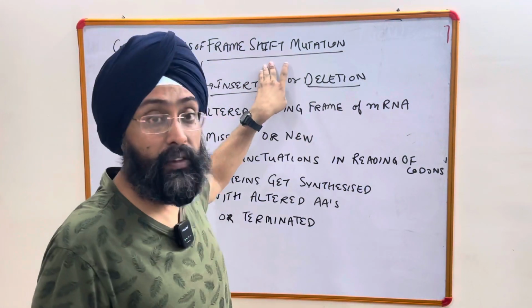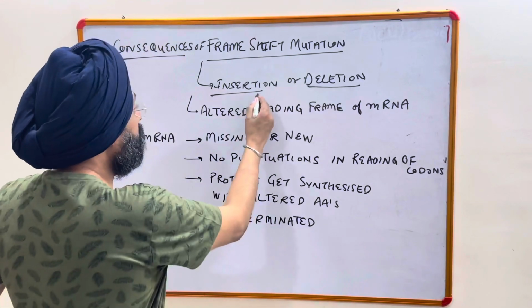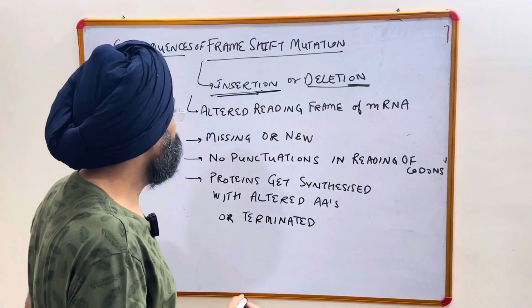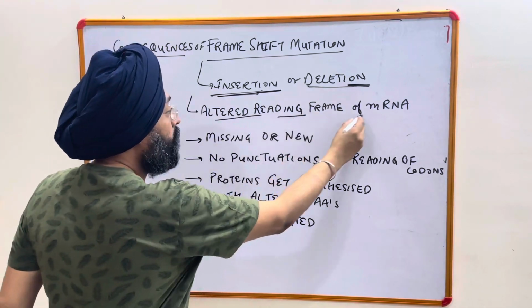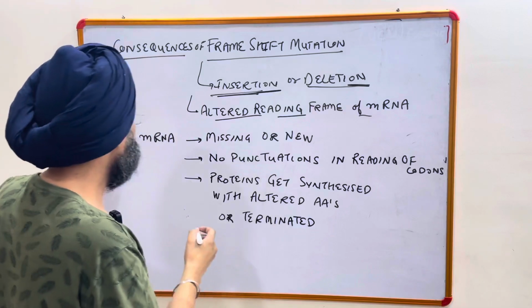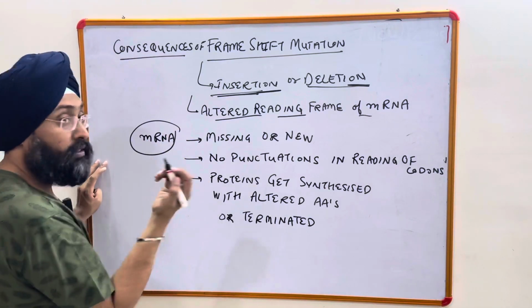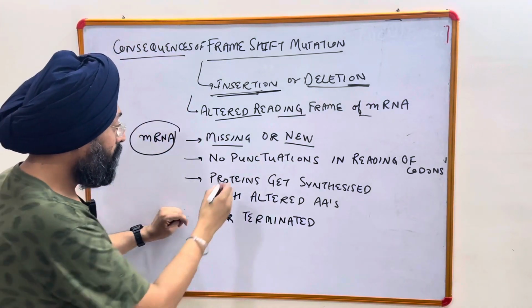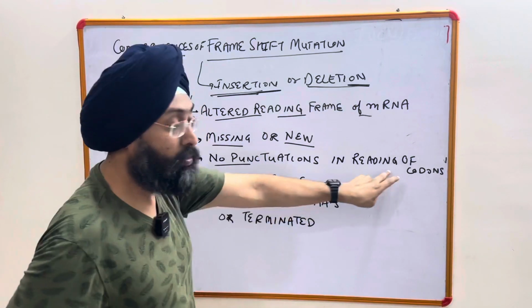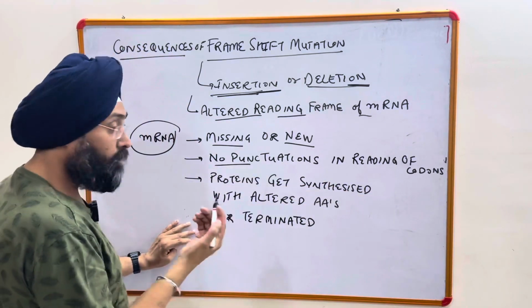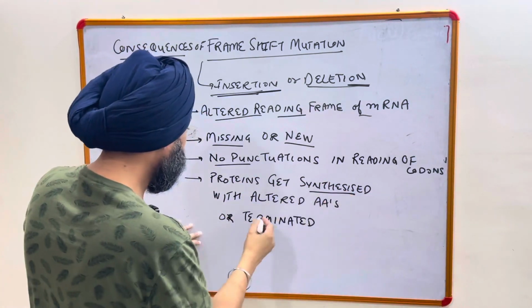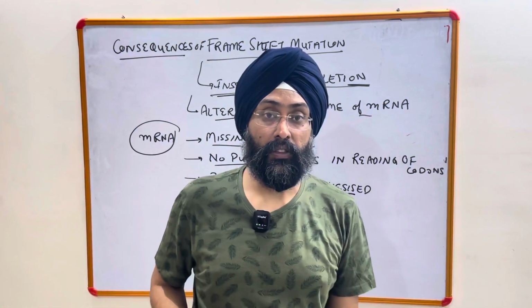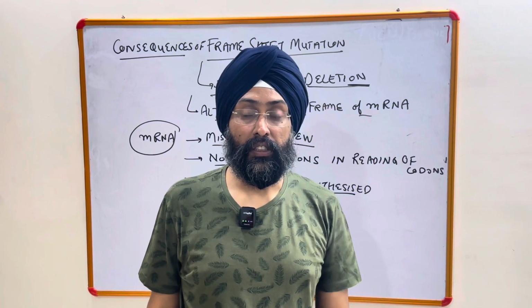And the consequences of frame shift mutation are that there can be insertion or there can be deletion of the frame, right? So an altered reading frame of messenger RNA is formed, right? So the messenger RNA does not know whether the base is missing or a new one, right? Because there are no punctuations in the reading of codons, right? So the proteins are synthesized with altered amino acids or it can be terminated. So these are the consequences of frame shift mutation, and that finishes our lecture.